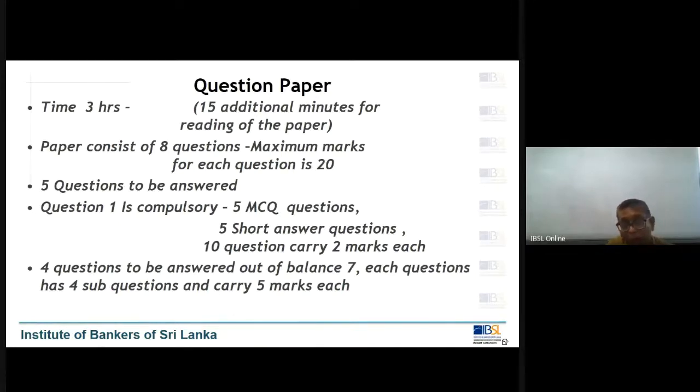Now, what do I mean by 5 MCQ questions? You are given the question and you have 4 answer choices, right? Out of these 4 answers, you will note that 2 are totally out. So there is a small similarity to be selected, a 50-50 option. The other 5 questions are short answer questions. They will ask a question and you try to answer it in short, right?